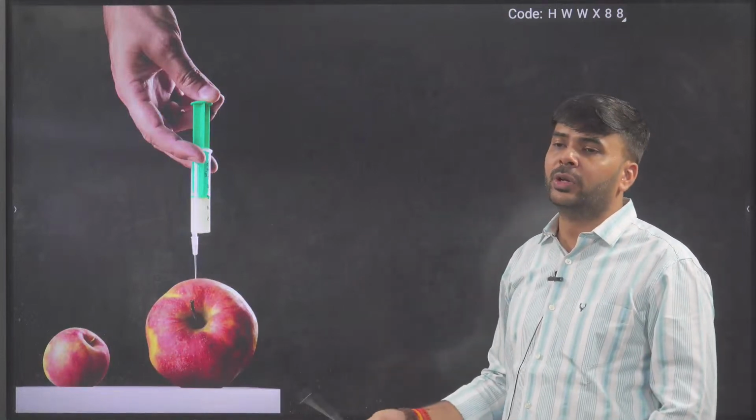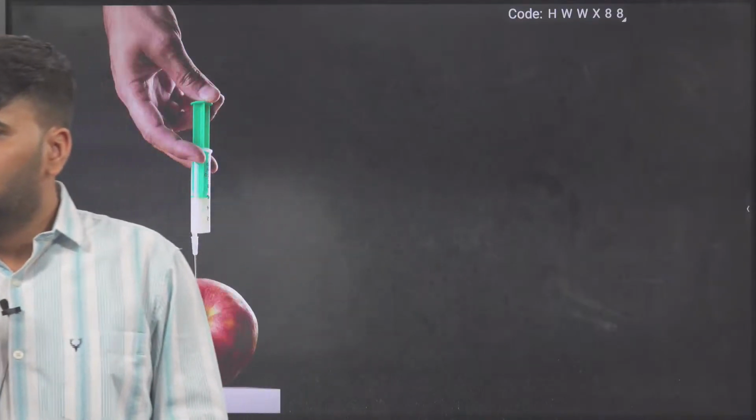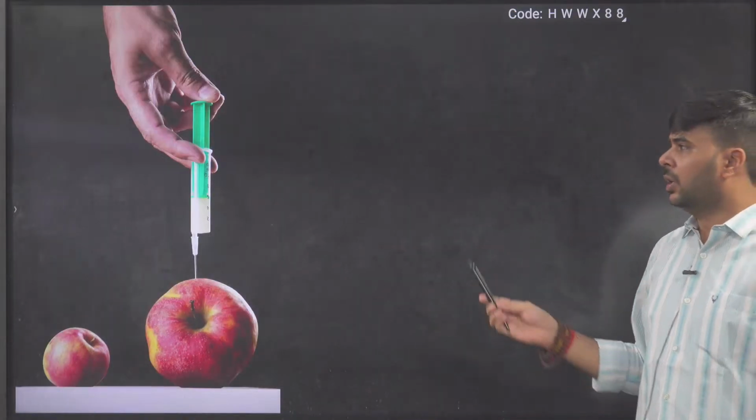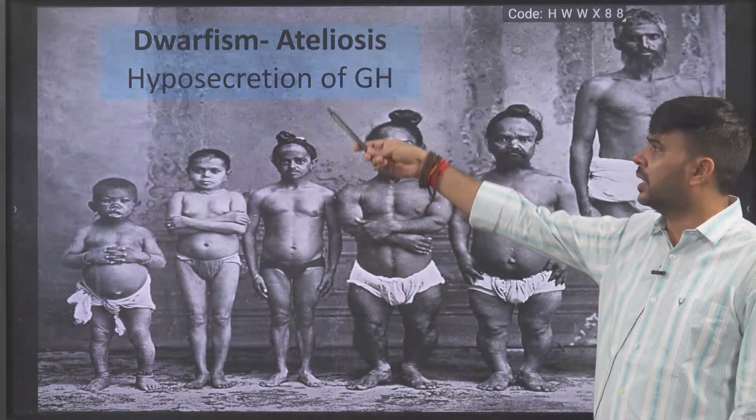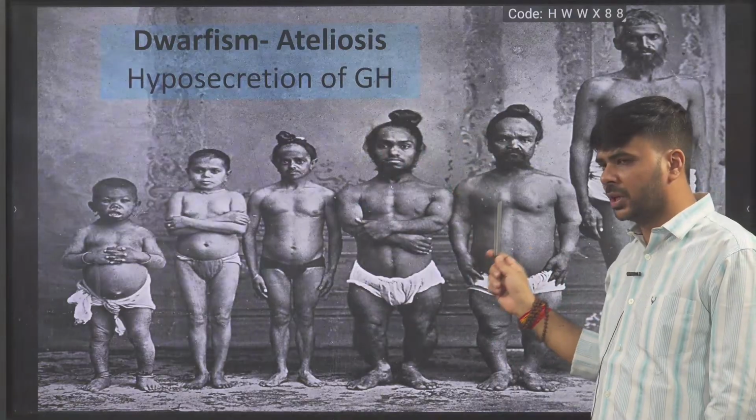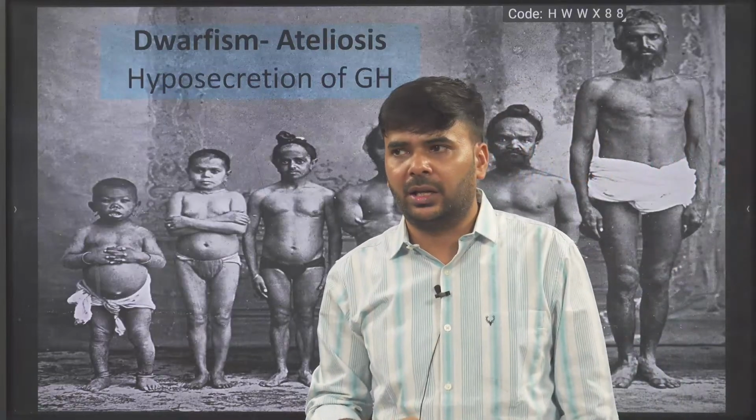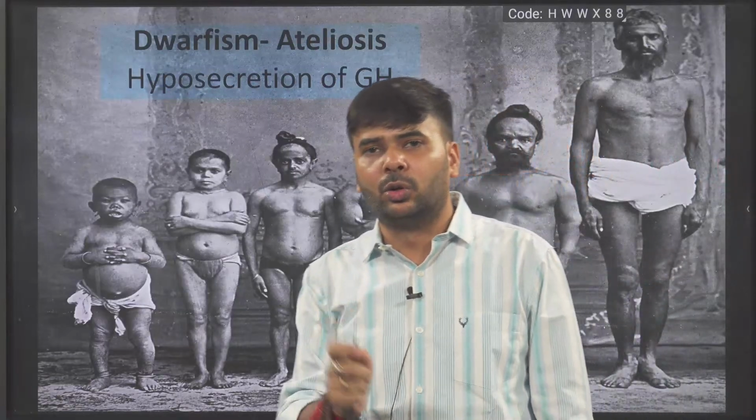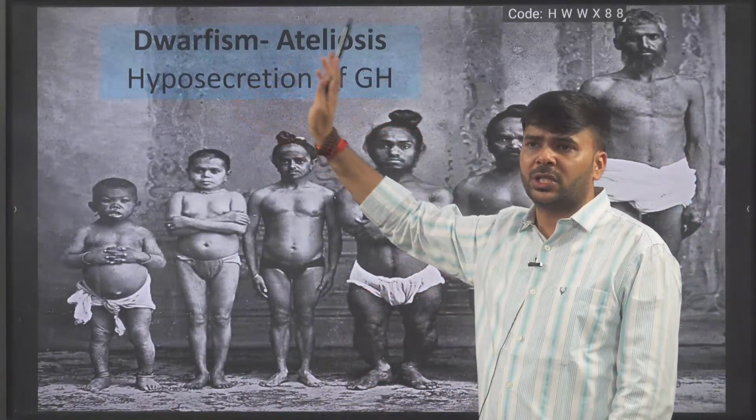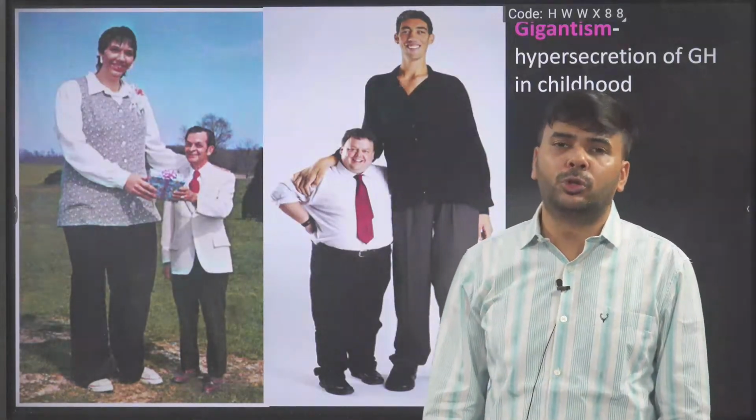Suppose growth hormone is released low in concentration. That condition is called hyposecretion. It leads to ateliosis or dwarfism. You need to summarize and understand this. Dwarfism, stunted, S-T-U-N-T-E-D, stunted growth, also called dwarfism, or also called ateliosis.